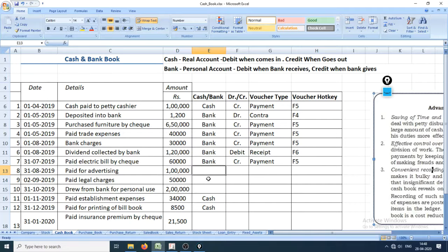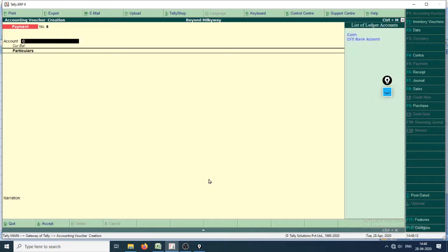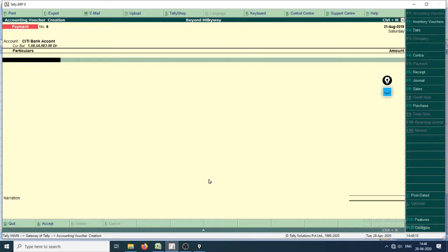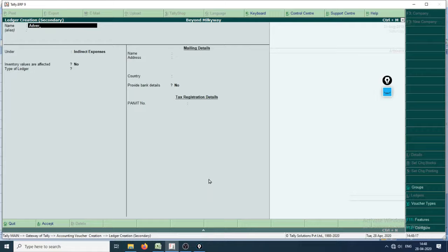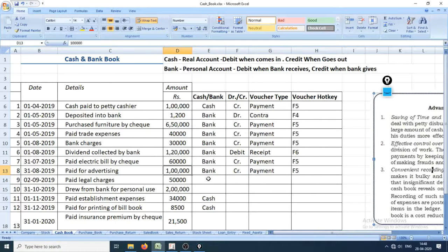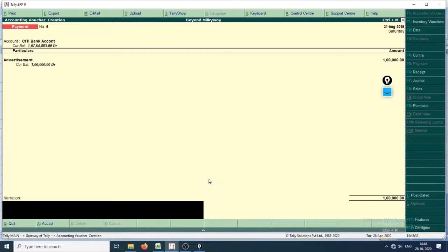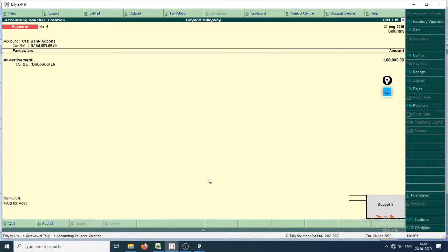Paid for advertisement, bank, credit, payment. Okay, same entry. Let's change the date first. Yes, Citibank. Do we have an advertisement account? No, we don't have. Advertisement, indirect expense, right? Now you can use Control A because it will be faster. 1 lakh, 1 lakh. Paid for advertisement, right? Enter.